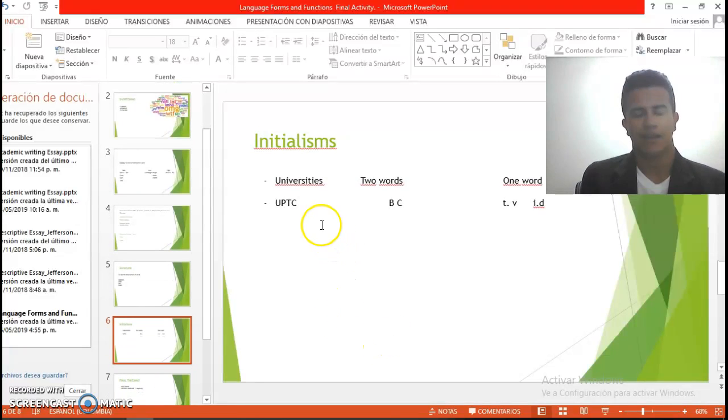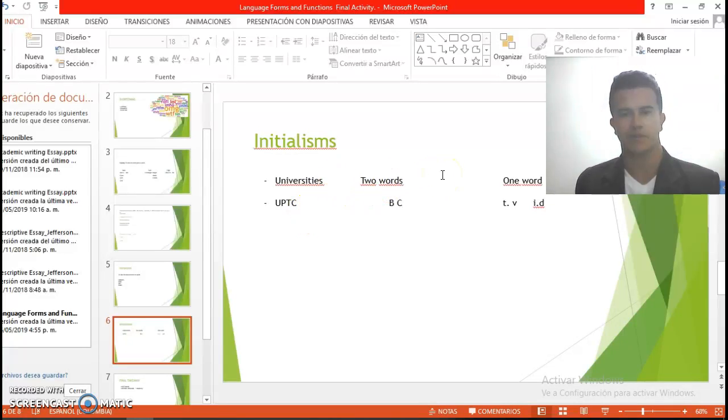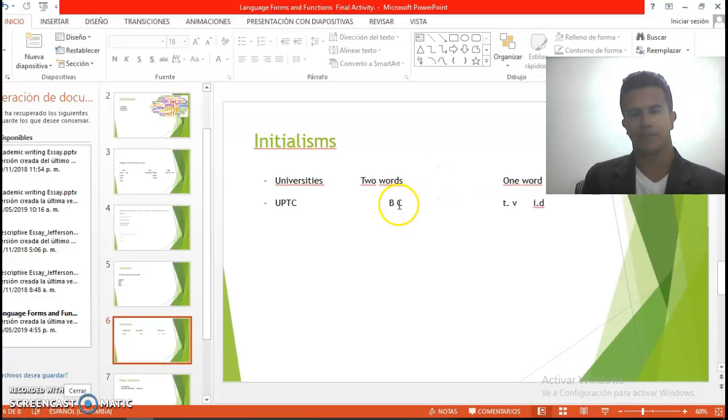Finally, we have initialisms. They are very useful when it comes to maybe the names of universities, the initial letters, just like in the word UPTC, which goes in capital letters, by the way, Universidad Pedagógica Tecnológica de Colombia. Then we have initialisms which comprise two words, such as BC. Well, it comprises two letters, but it represents before Christ, or after Christ, AC.